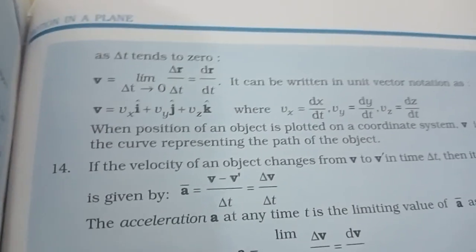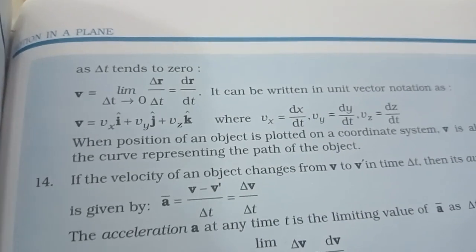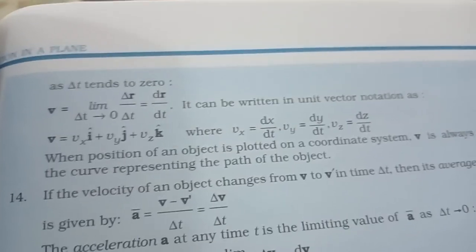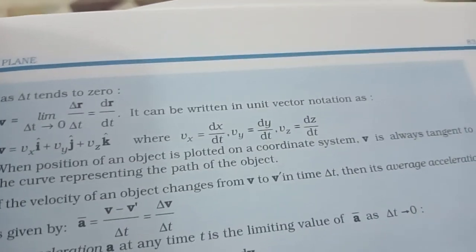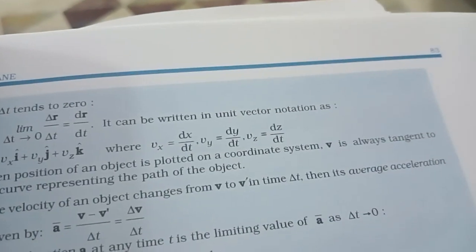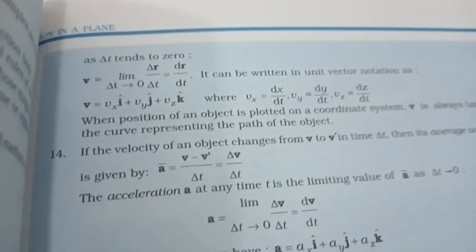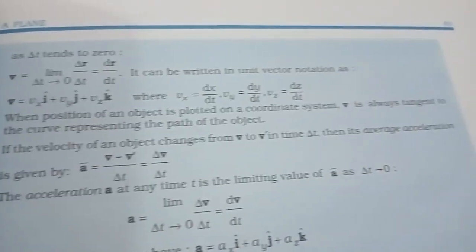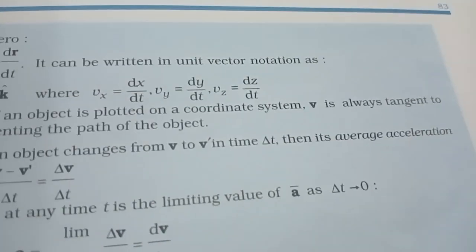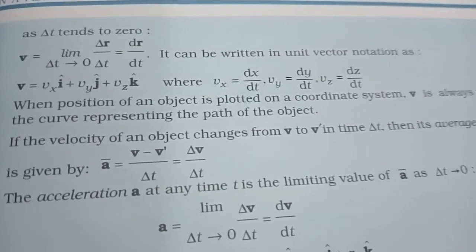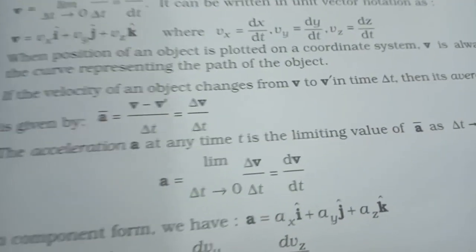upon dt. It can be written in unit vector notation as v is equal to vx i cap plus vy j cap plus vz k cap, where vx is equal to dx upon dt, vy is equal to dy upon dt, vz is equal to dz upon dt. When position of an object is plotted on a coordinate system, v is always tangent to the curve representing the path of the object.